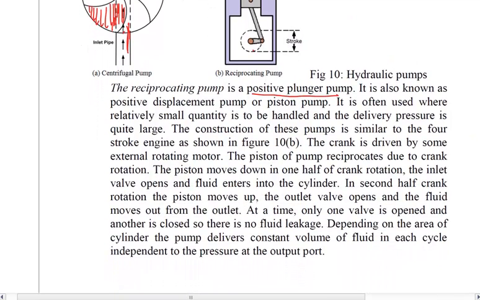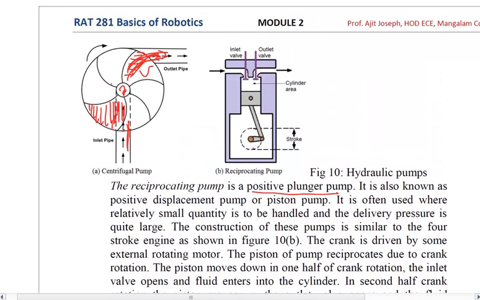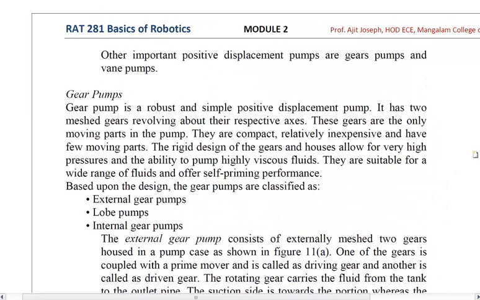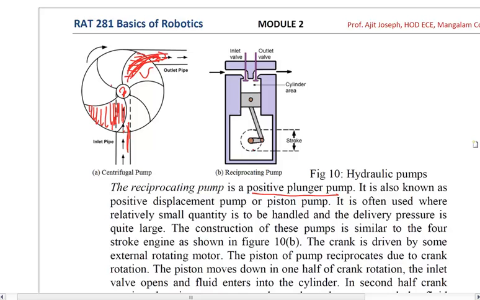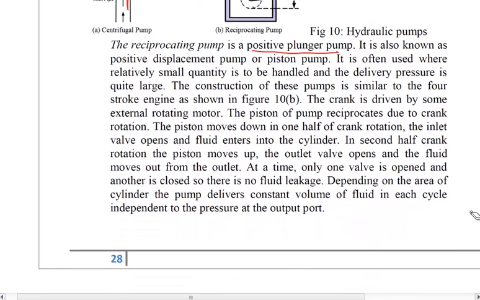Okay, and that is what is written in this explanation. You can read it. Now, which are the different types of pumps? Let us look at some of the pumps.